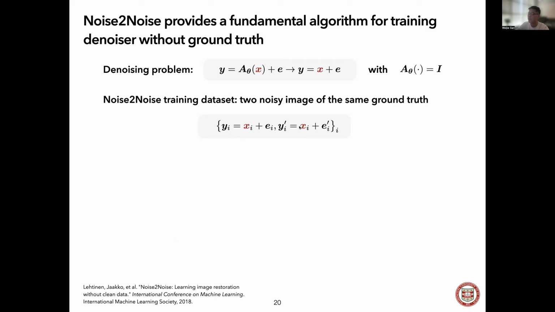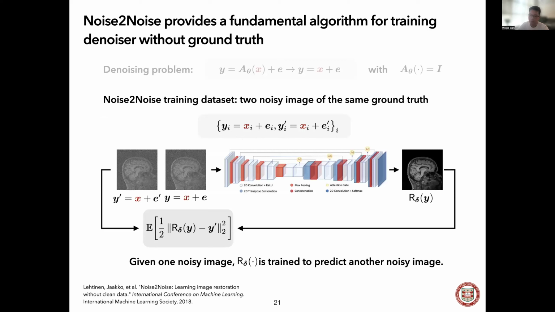You have the same ground truth x_i. Here i represents the index of a training sample, but you have a different noise realization. You have e_i and you have e_i prime. So you have two different noisy images, but they correspond to the same ground truth. The training, at least in practice, is very straightforward. You just take one noisy image, put it in a neural network, and ask the neural network to predict another noisy image. So that's the idea of noise to noise.